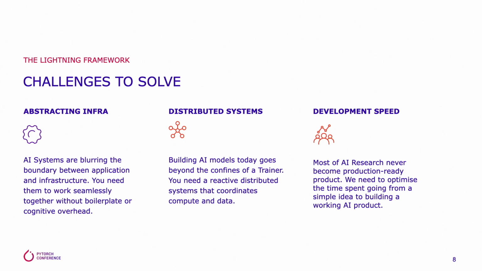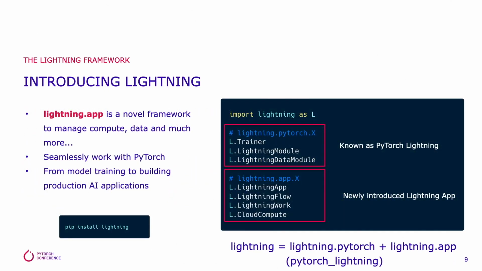For distributed systems, building AI today goes way beyond the confines of a trainer. You need a reactive distributed system that coordinates both compute and data to work together. And I think the most fundamental is the development speed of building such things. Most AI research today never really becomes a product. It's on GitHub, some people might find it, but we really need to optimize the time spent going from a simple idea to actually building something useful and valuable for users. So today we are introducing Lightning, this new framework.